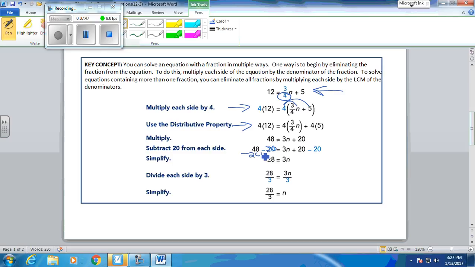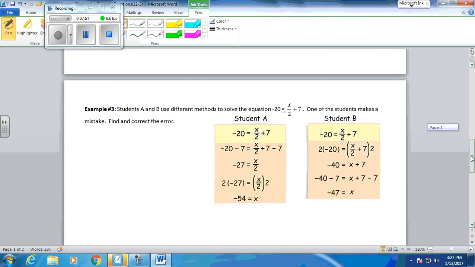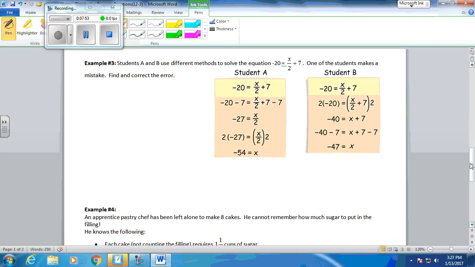Okay? So question number 3 is stating that two students, A and B, use different methods to solve the equation negative 20 equals x divided by 2 plus 7. One of the students makes a mistake. Find and correct the error. So we really need to look through their work, which sometimes is more challenging than to just start solving the problem on your own.